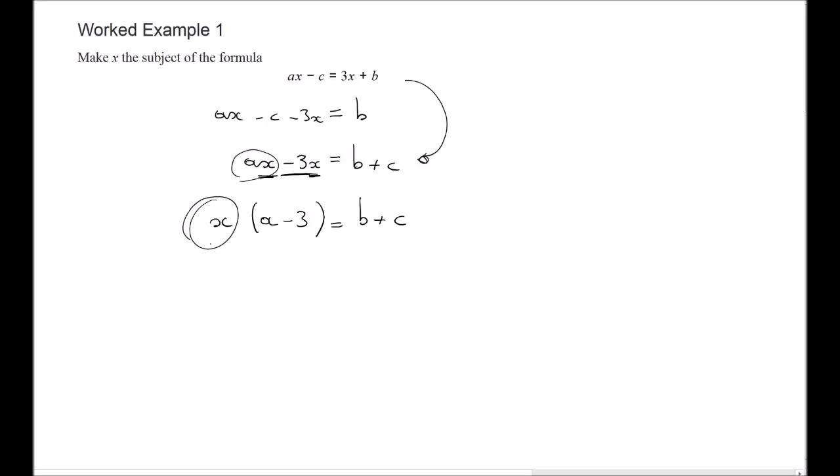And this is it. I only have one x left, so it's x times (a minus 3). So I'm going to have to divide by a minus 3. Just leave it in a bracket like that. And I'm going to divide by a minus 3 here as well. So x is going to be (b plus c) over (a minus 3). All right, another example.